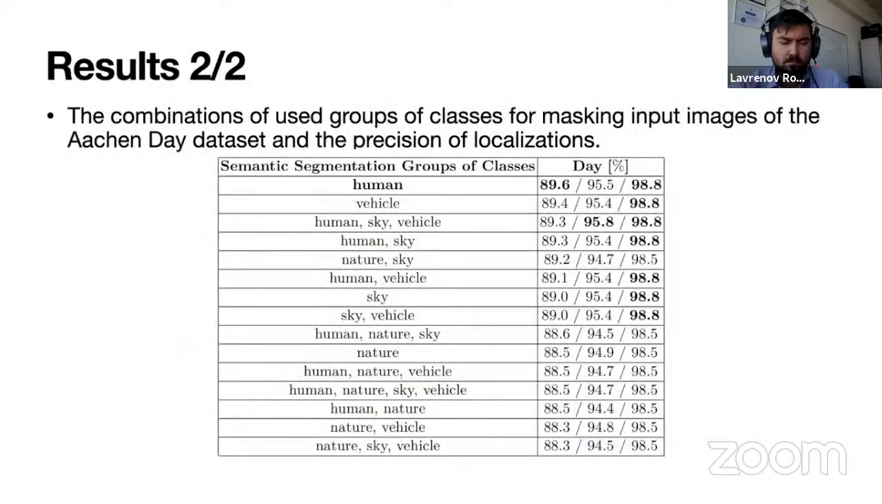And the results are shown in the table, and we performed all of the combinations, and the human group of classes performed the best. We did these experiments only on day query images, because on the night query images the semantic segmentation methods don't perform well.